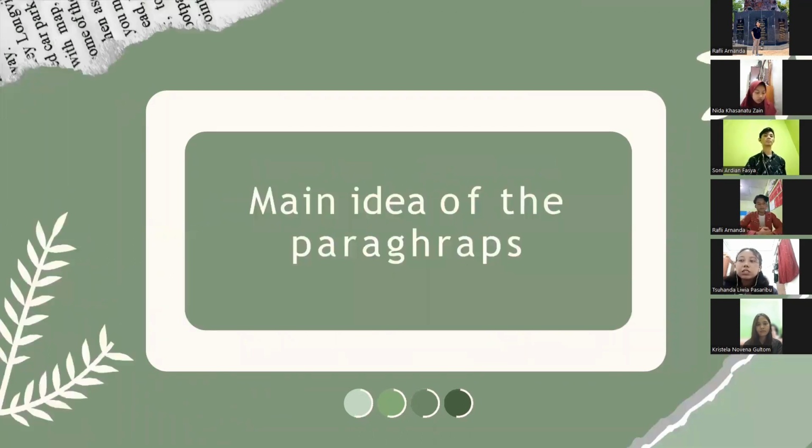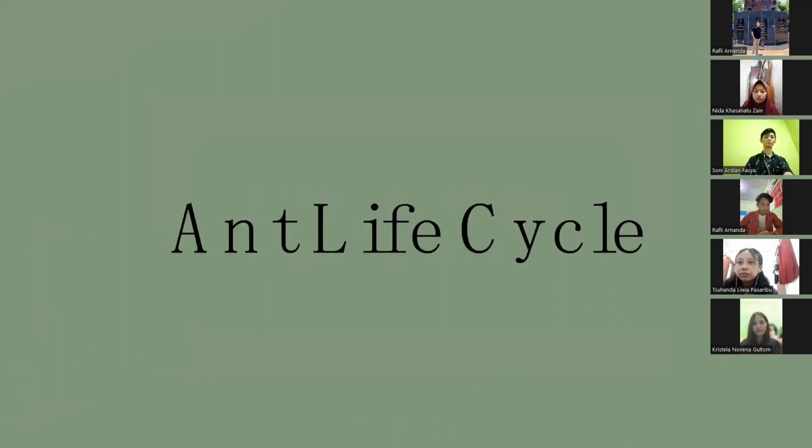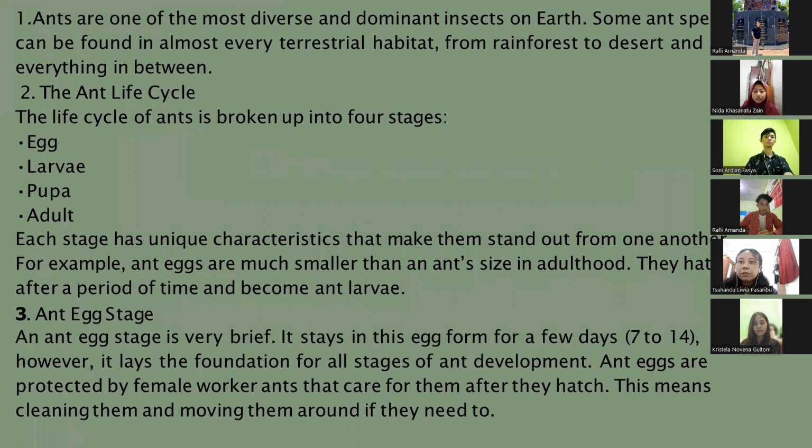And so, the first thing we will present is the main idea of the paragraphs, with the text "Ant Life Cycle." Number one, the main idea is to explain the variety of ants that can be found in each habitat. Number two, the main idea is about the characteristics possessed at each stage of the ant life cycle.